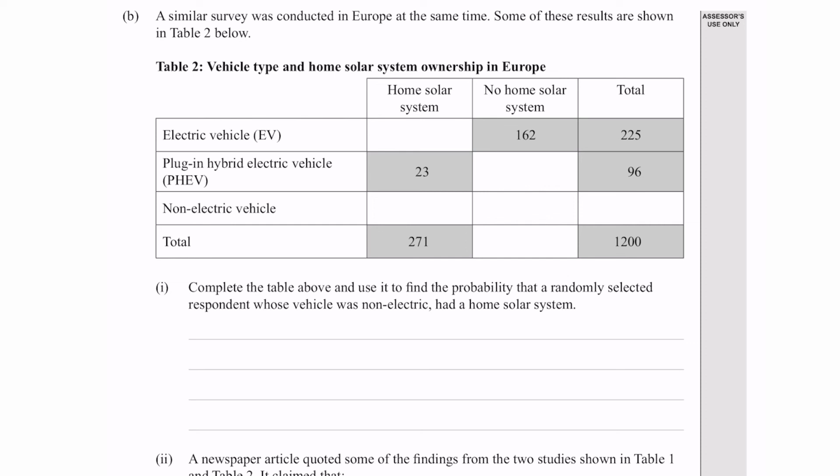So 225 minus 162 gives us 63. 271 minus 63 minus 23 gives me 185 in here. 96 minus 23 gives me 73 in here. What else do we know? We know that 1200 minus 96 minus 225 gives me 879 in here. 879 minus 185 gives me 694 in here. And then 162 plus 73 plus 694 gives me 929 in here.